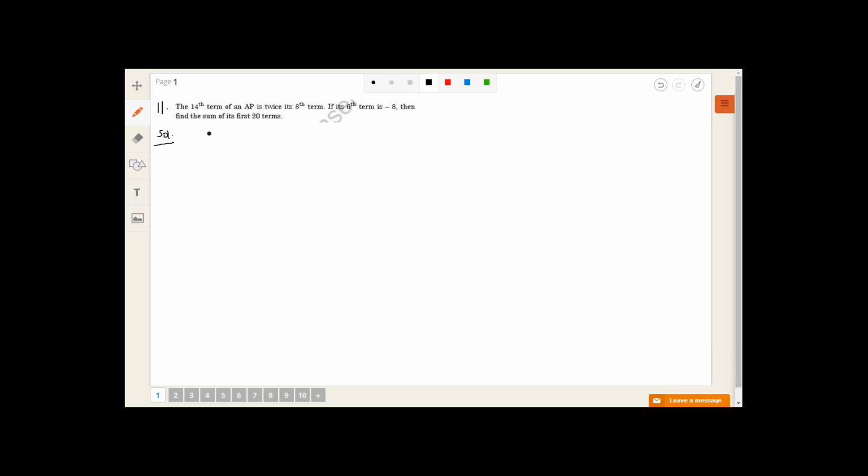Here, the formulas that can be used are: a_n, which is the nth term of an AP, is a plus n minus 1 into d. Then we also use the sum of first n terms, S_n is equal to n by 2 into 2a plus n minus 1 into d. This can also be written as n by 2 into a plus l, that is n by 2 into first term plus last term.